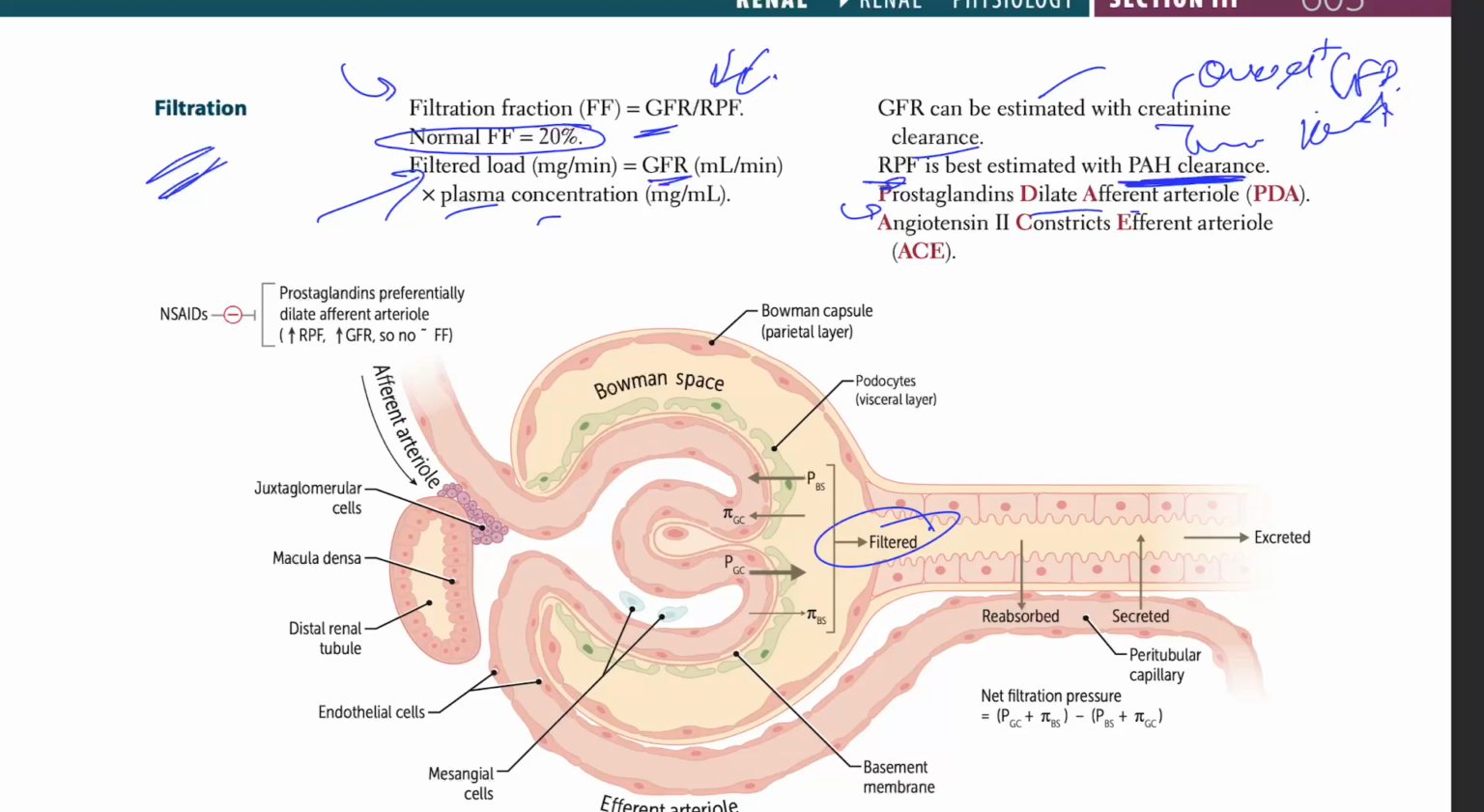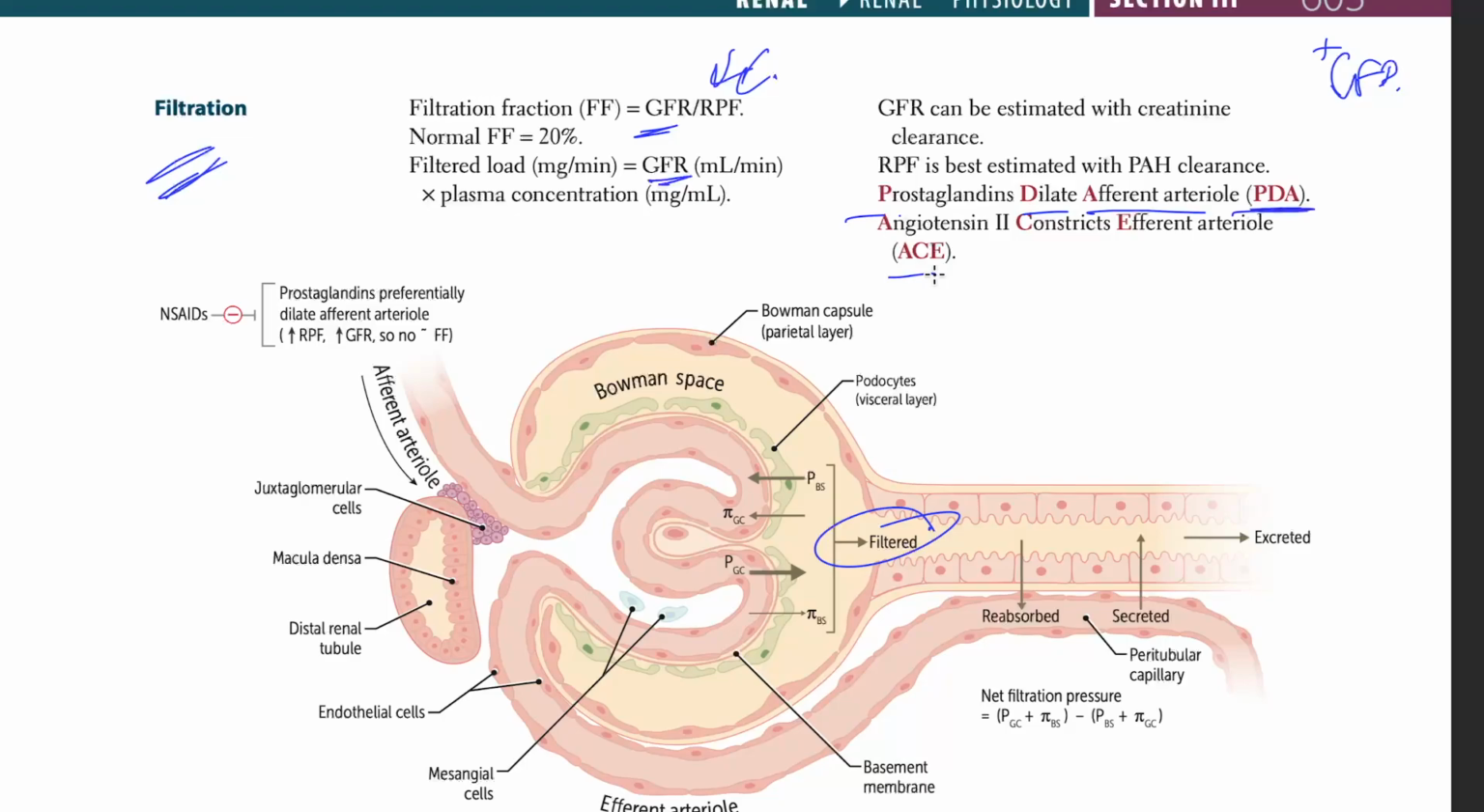Prostaglandins dilate the afferent arterioles. Angiotensin 2 constricts the efferent arterioles. The mnemonic is a really good one: prostaglandins dilate, so PDA. Prostaglandins dilate afferent arterioles, PDA, while angiotensin constricts efferent arterioles. Instead of ACE, like angiotensin converting enzyme, we call it angiotensin constricts the efferent.